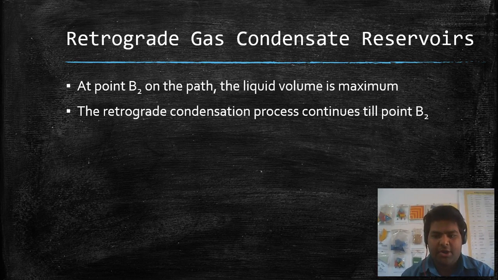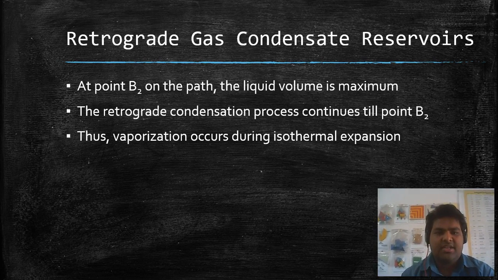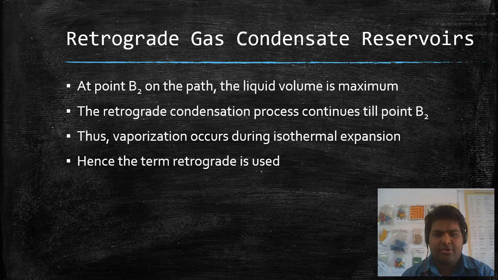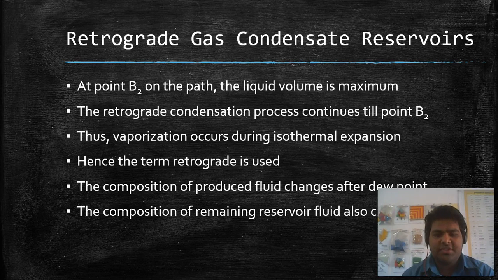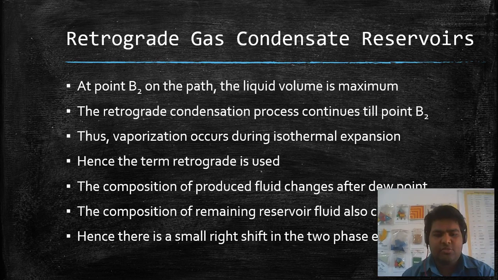We are using the term retrograde because there is condensation instead of vaporization during isothermal expansion. Normally vaporization occurs during isothermal expansion, hence the term retrograde is used. This is condensation, not vaporization. So the composition of produced fluid changes after dew point. The composition of remaining reservoir fluid also changes. Hence there is a small right shift in the two-phase envelope. Let me explain that.